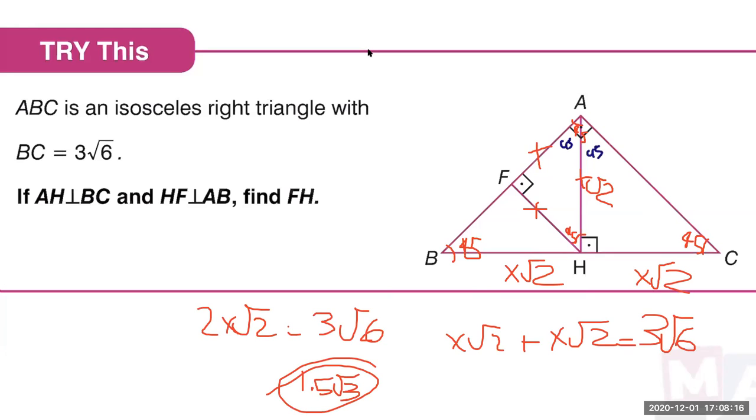How do we find FH? Well, x is equal to 1.5 root 3, which is our final answer. That's great. Thank you.